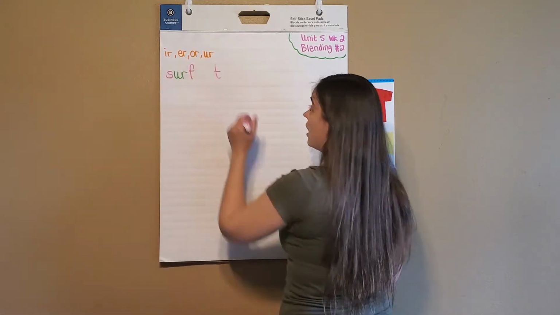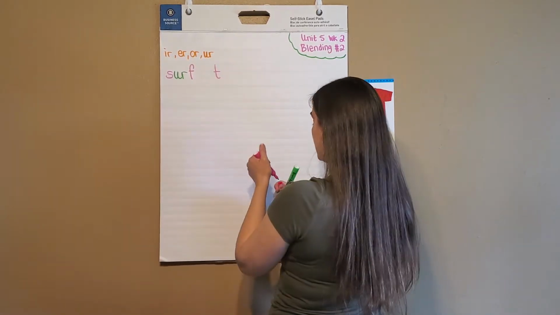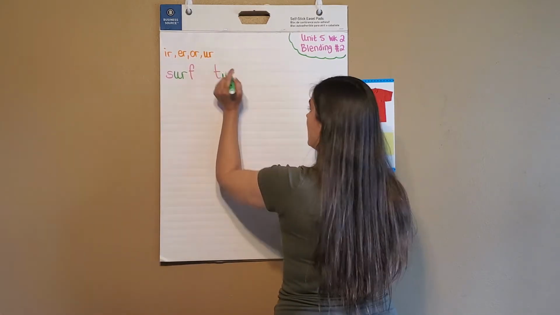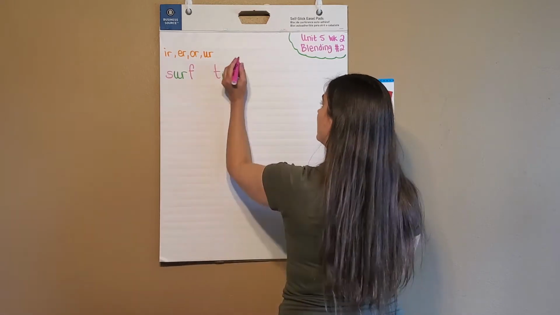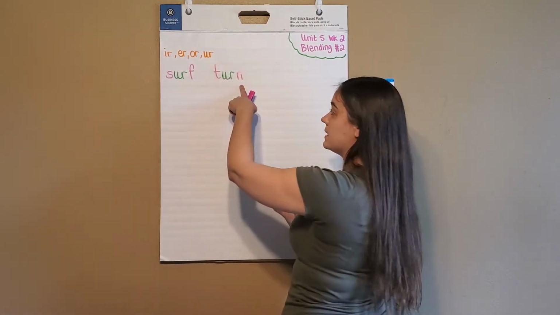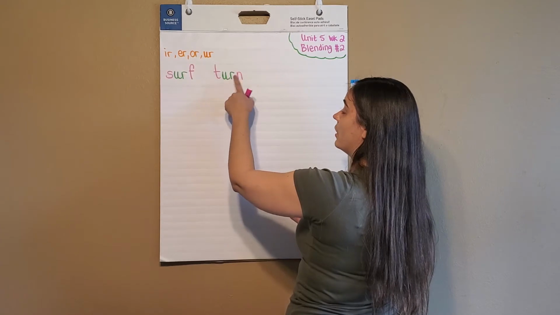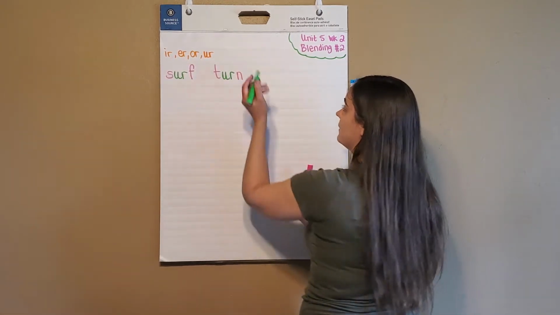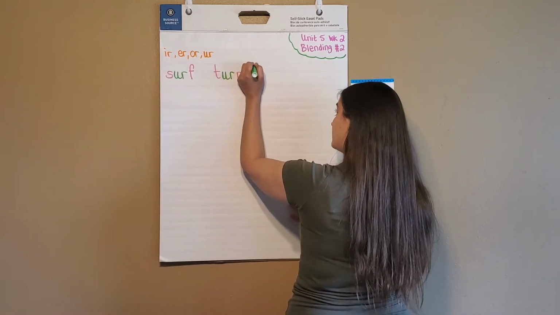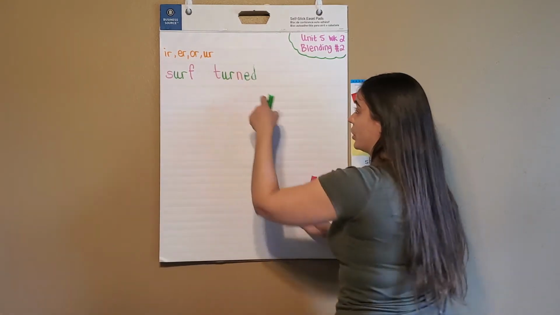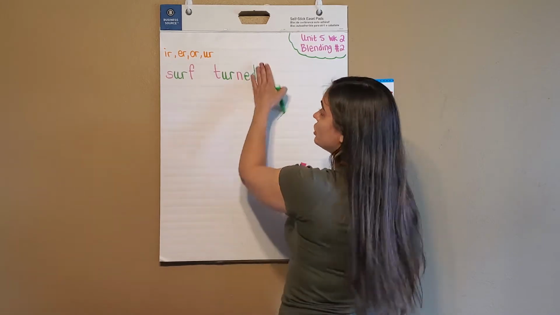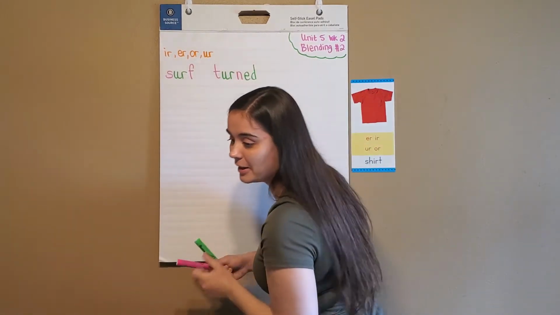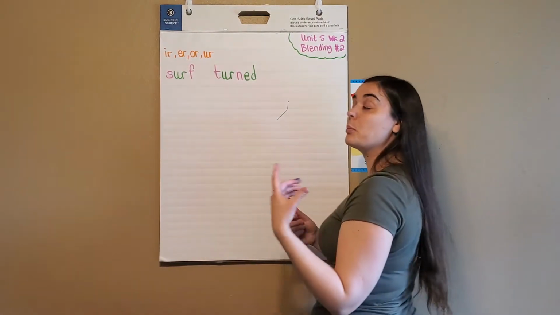All right, next word, turned. So that's going to start off with the word turn. So that's ta. UR says the sound, and says ta, turn. And then I'm going to add ed to this word in order to make it turned. And so this is like you're going to turn a doorknob. I turned the doorknob.